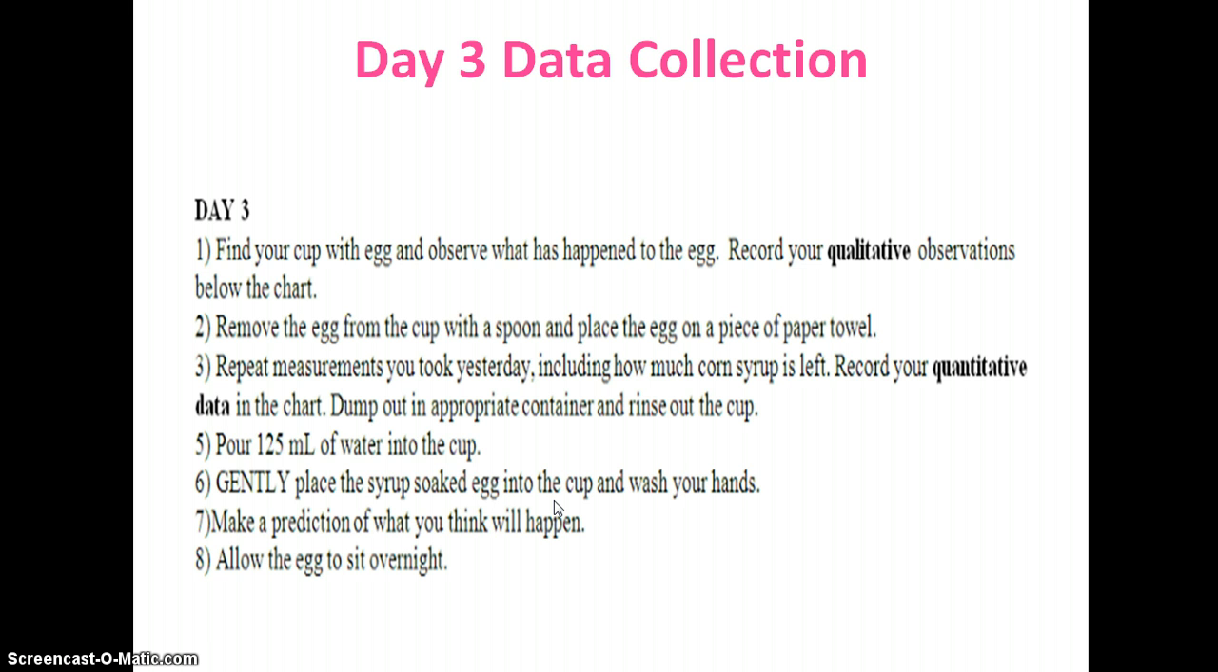Once you have your conclusion written, go ahead and start adding your new solution. So your 125 milliliters of water, just get that out of the sink. Make sure it goes to the line. And then put your egg in. Make sure you make a prediction for what the water is going to do to the egg.